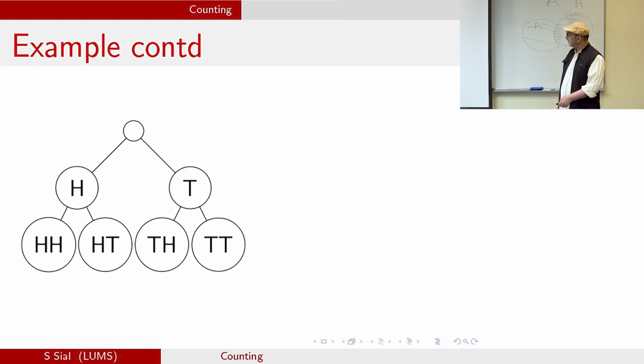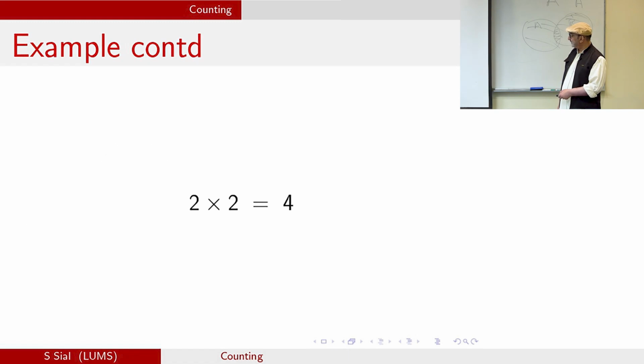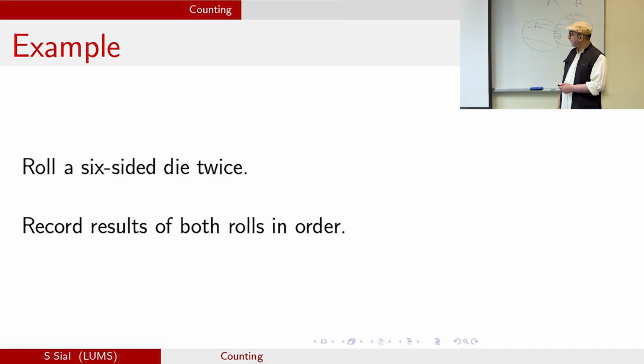Okay, and if we go back here, we had two possible outcomes for the first toss. Then we had two possible outcomes for the second toss. And it turns out that we ended up with 4 outcomes, right? Okay? So what if we roll a 6-sided die, and we do it twice? It seems obvious we would have 36 possible outcomes.